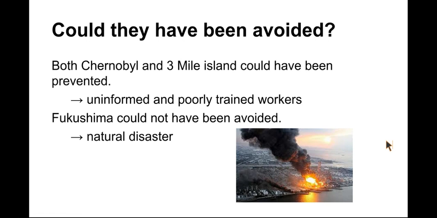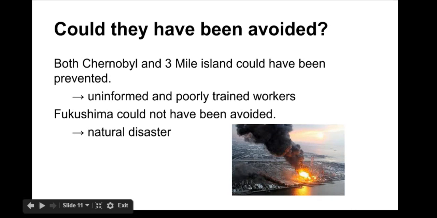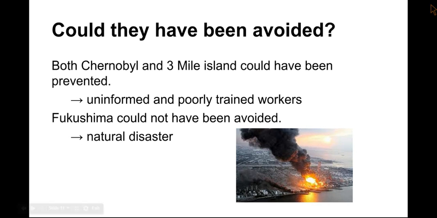So could they have been avoided? Both Chernobyl and Three Mile Island could have been avoided, because there was a shift change to poorly trained and uninformed workers who were operating the plant under manual control, and it was an accident because the workers didn't understand what they were doing.